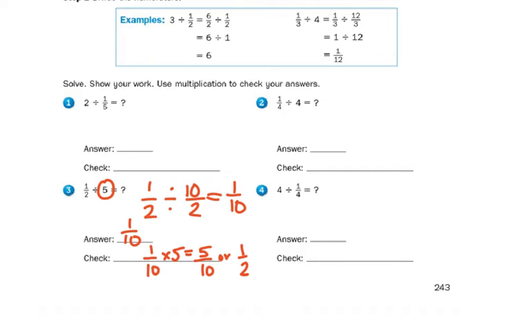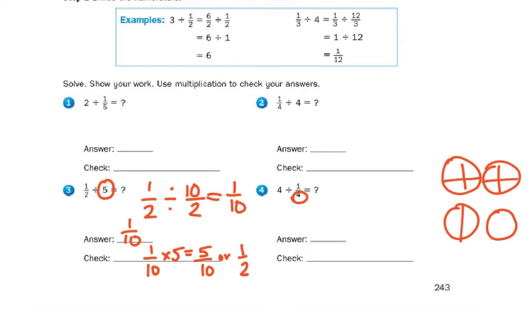Number 4. 4 divided by 1/4. If we keep this as fourths and we want 4 equal parts in each of the 4 circles, how many equal parts will that be in all? Those would be 16, and each circle's in fourths. 1, 2, 3, 4, 5, 6, 7, 8, 9, 10, 11, 12, 13, 14, 15, 16. 16 fourths divided by 1/4. Keep fourths the same, so 16 divided by 1 is 16. So the answer is 16.